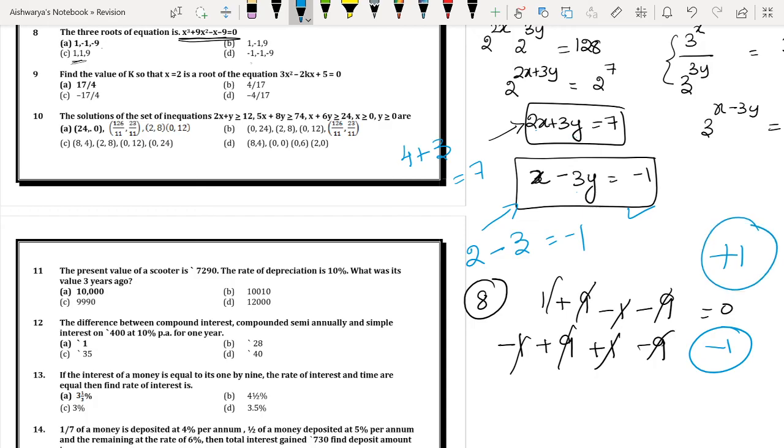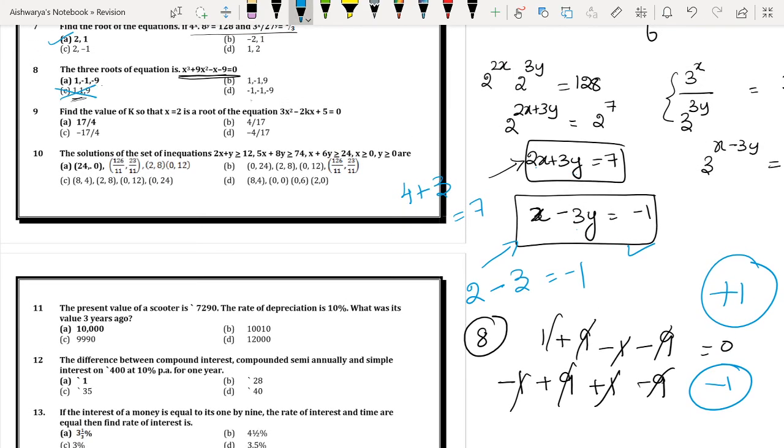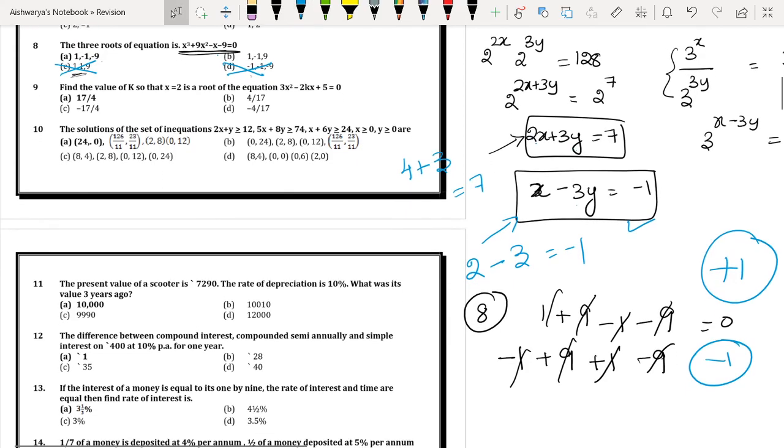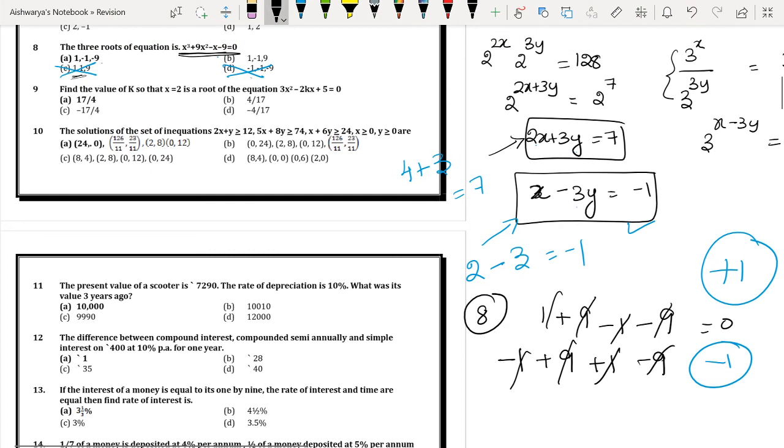Okay. So which are the two options that have got that? This does not have, this does not have. Option A or option B. Option A has got a minus 9. Option B has got a plus 9. So I'm going to try option A. Minus 9 I'm going to try in the equation.